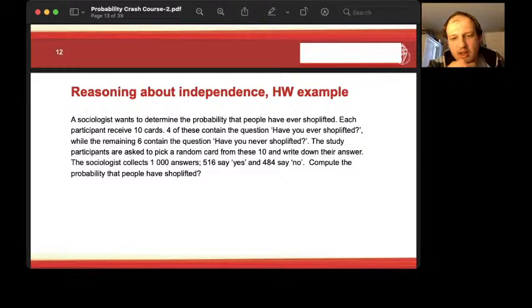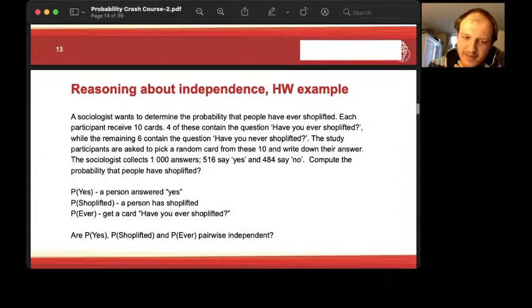So here it's very common. Very commonly, people start writing that have you ever shoplifted and yes or no are independent, and just multiply these two probabilities, which is actually not the case. So if you formalize it like that, you have the probability of a person answering yes, the person has shoplifted, or the probability of getting a card. Then you can see that some of these are dependent, some of these are independent.